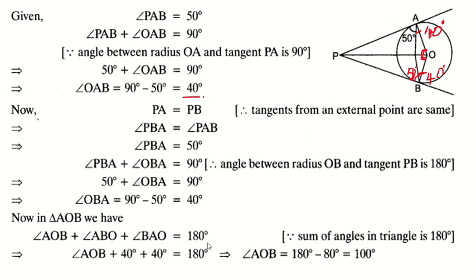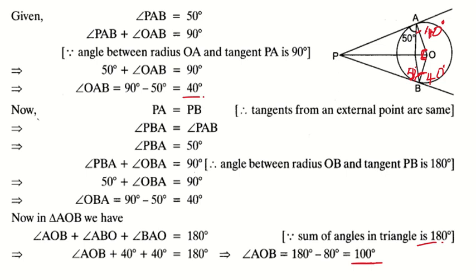This three angles gives you what? 180 degrees, because of the sum of angles in a triangle. Right? So it is nothing but AOB plus 40 gives you 180. AOB is 180 minus 80, how much is it? 100. Okay, so here we have used two properties.